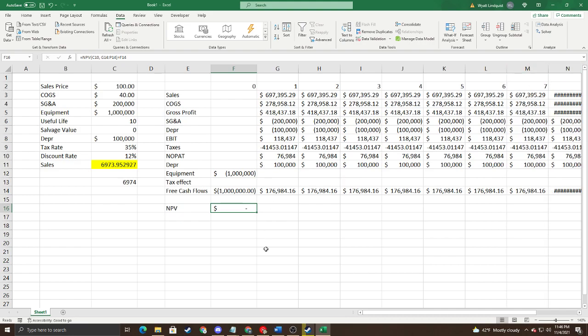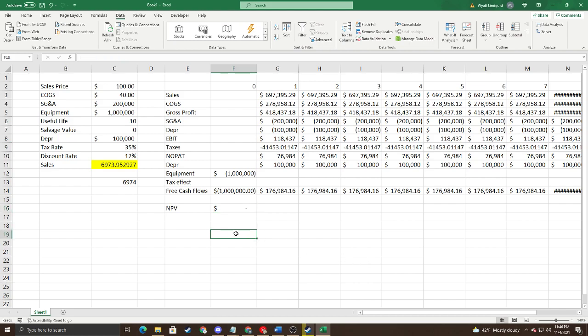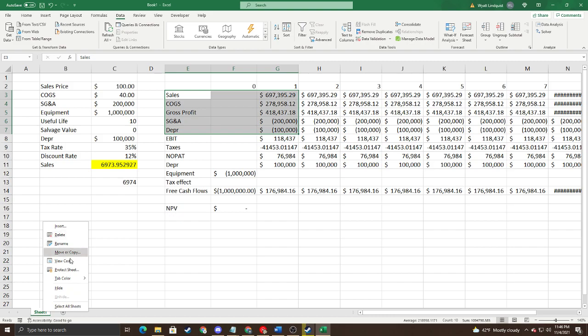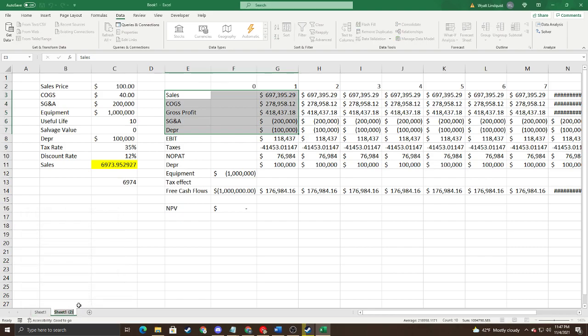So now this is only half of it. We also have what is the accounting break-even level. The accounting break-even level is much easier to do. What we're just going to do is copy this sheet over. So we're going to hit move or copy, move to end, create a copy, and we're just going to rename this accounting. And I spelled that wrong, sorry.